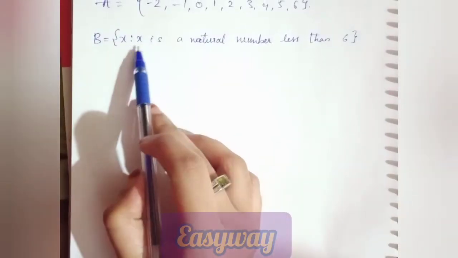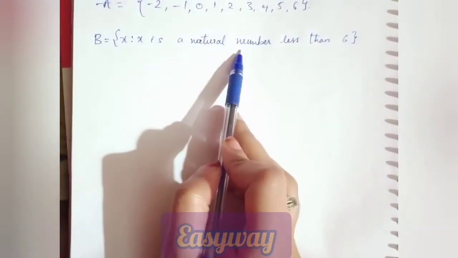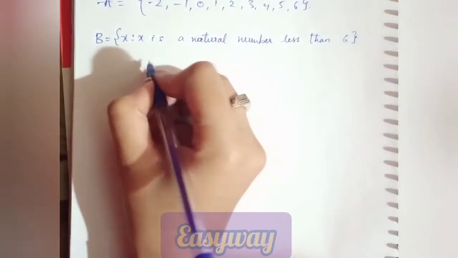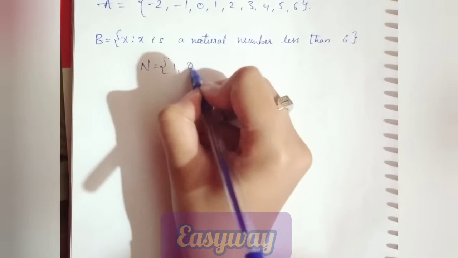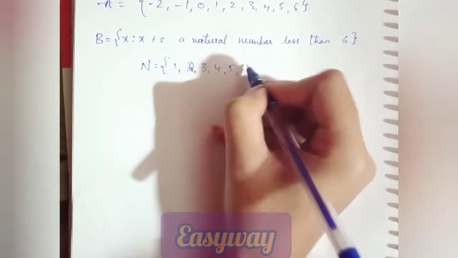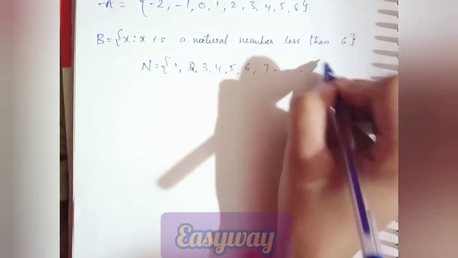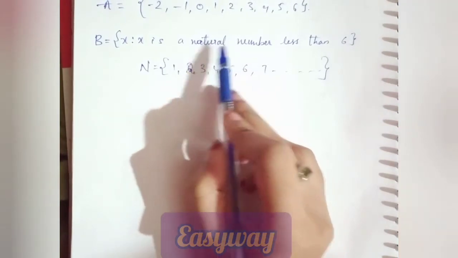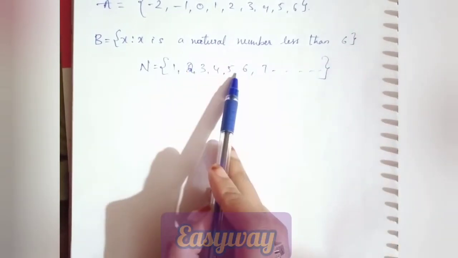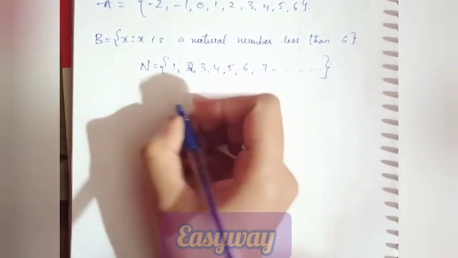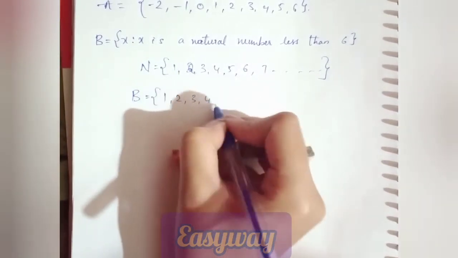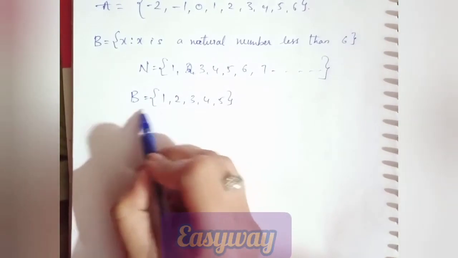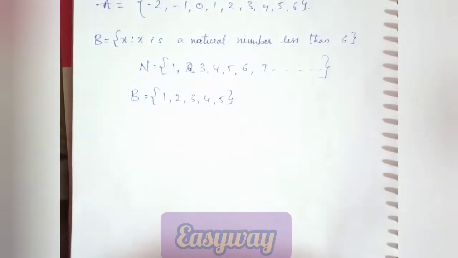Next they have given x is a natural number less than 6. What do natural numbers include? Natural numbers include 1, 2, 3, 4, 5, 6, 7 and so on. They have mentioned natural numbers less than 6. What are the natural numbers less than 6? That is 1, 2, 3, 4 and 5. This is our set in roster form.